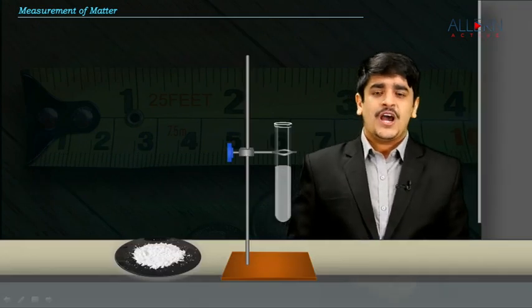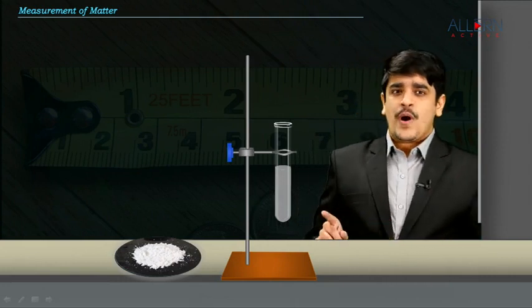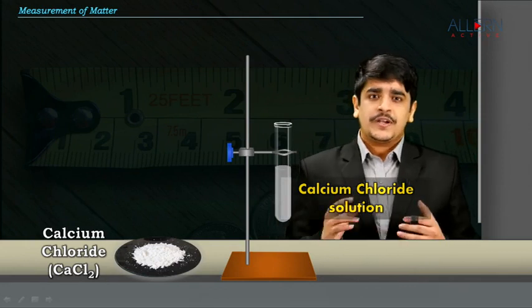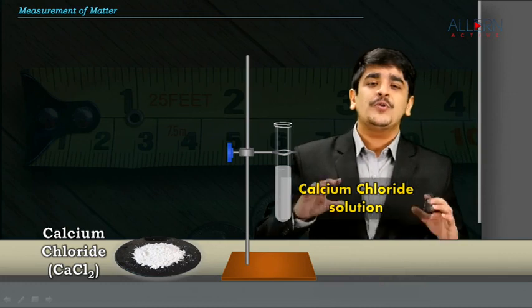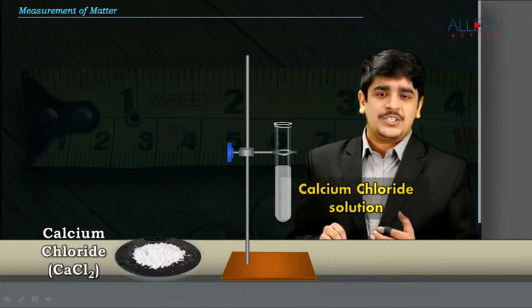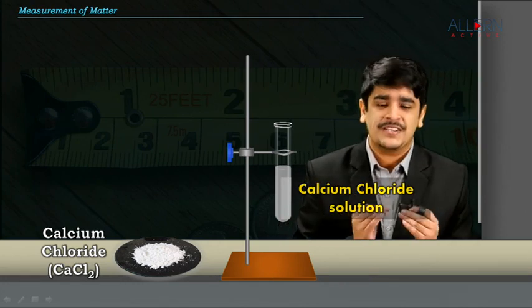Perfect. So that's where we are. Now, what is my apparatus over here? First of all, we have a white colored salt over there. What is that? Calcium chloride. But for this particular experiment, I require a calcium chloride solution. So I am going to take that particular salt and dissolve it in a small quantity of water within a test tube. When calcium chloride dissolves in water, it gives me a calcium chloride solution.